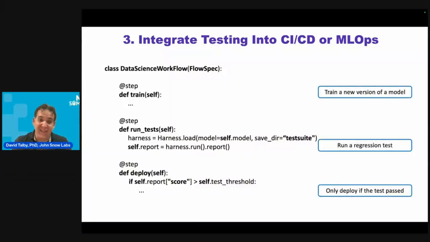You can script it using any MLOps framework that you want. Once you've trained a new version of the model, it's a one-liner, either from Python or from a command line, to run a regression test. Load this previous test suite and run it on this new model. Give me the report, tell me whether or not I passed and which categories passed. And of course, only deploy if the test has passed your threshold.